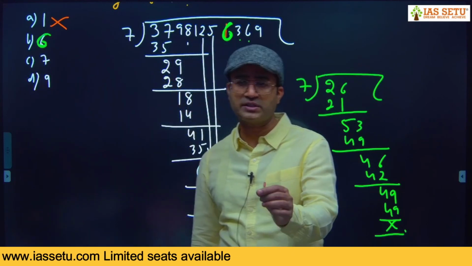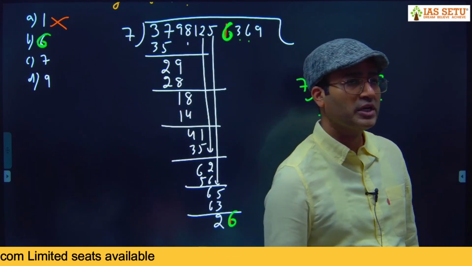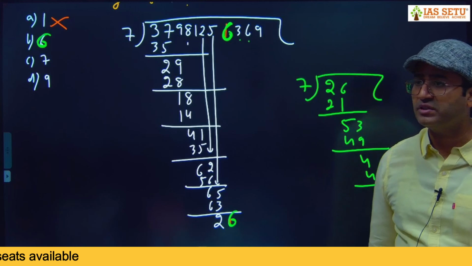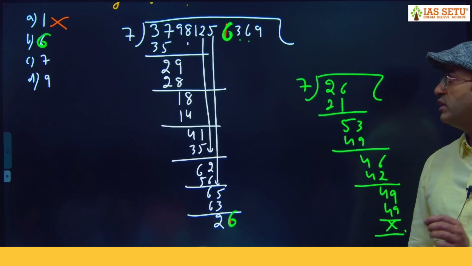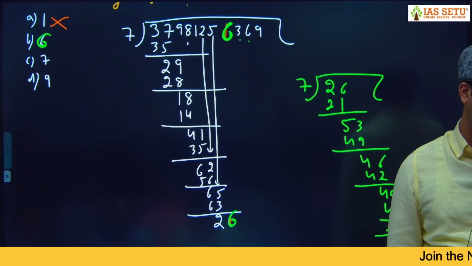P की जगह 6 डाल के देख लो. You replace P with 6 and try to divide by 7, it will be exactly the same. So which digit will come at the place of P? 6.